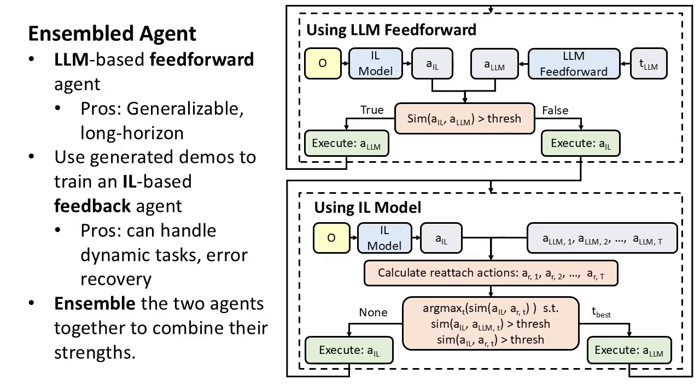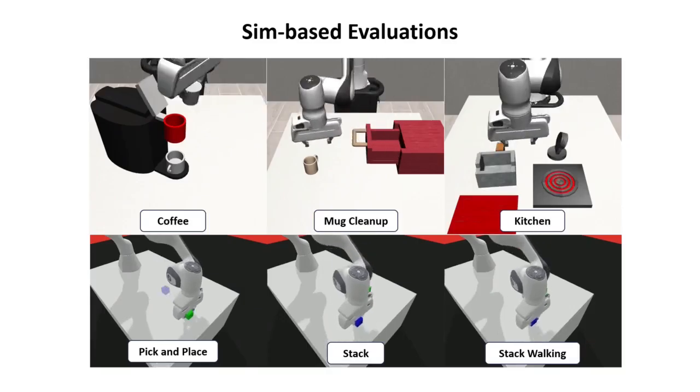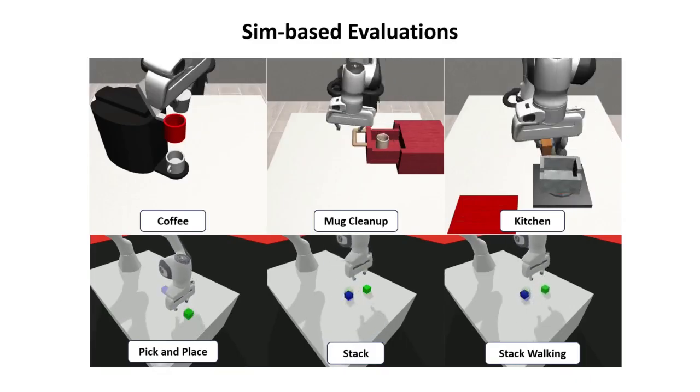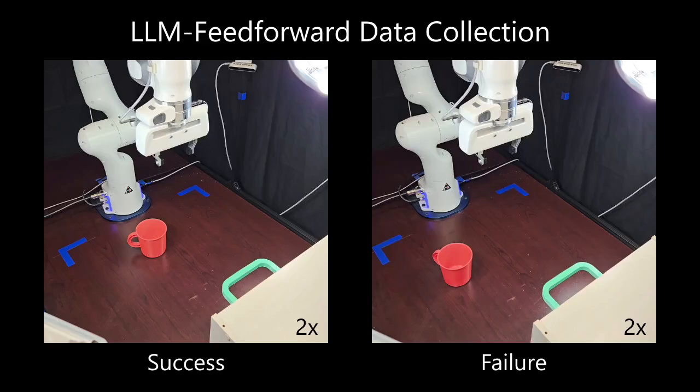Additionally, we developed a simple ensembling method to combine our trained imitation learning agent with the LLM-based feedforward policy, taking advantage of the generalizability and long horizon planning of the LLM-based agent while using the trained imitation learning agent to provide feedback-based control critical for error correction. We evaluated our method on a series of simulation benchmarks and a mug cleanup hardware validation task.